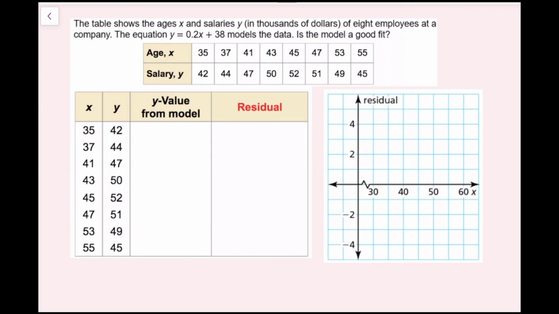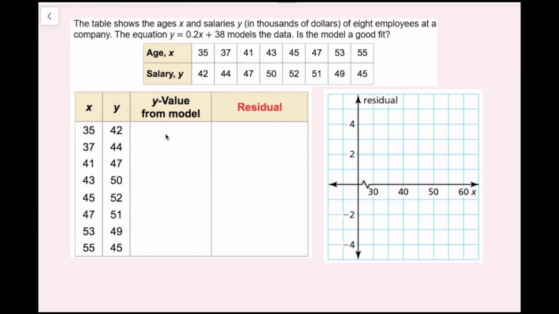The table shows the ages X and salaries Y in thousands of dollars of 8 employees at a company. The equation y equals 0.2x plus 38 models the data. Is the model a good fit? All right, so once again, we have our table of values, the age of the person and their salary in thousands of dollars. And that is rewritten right here.